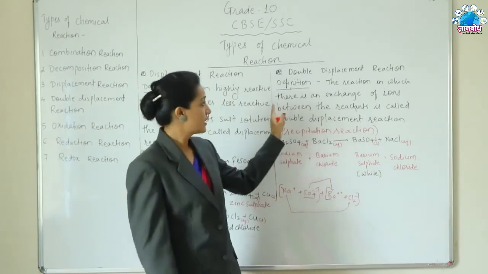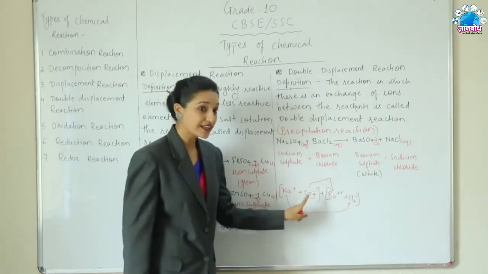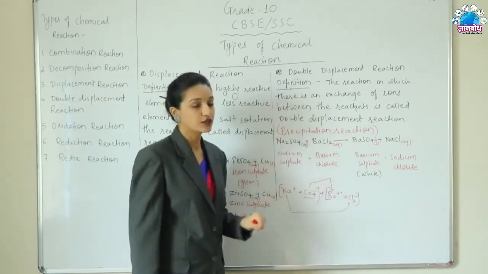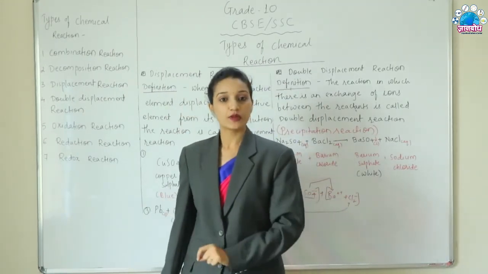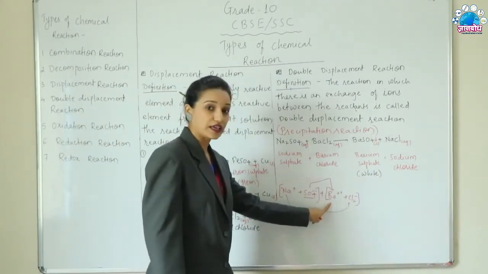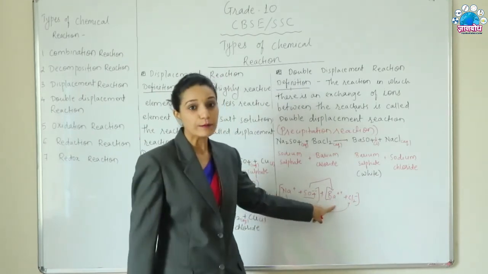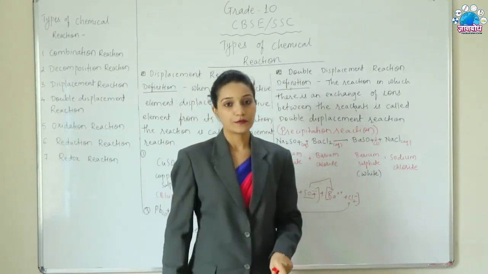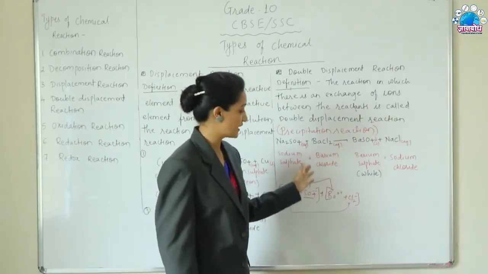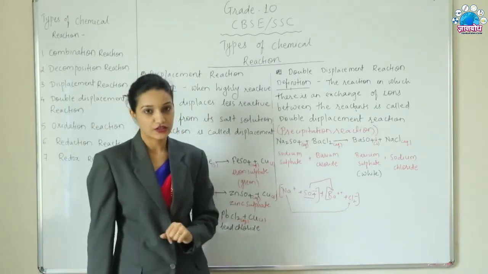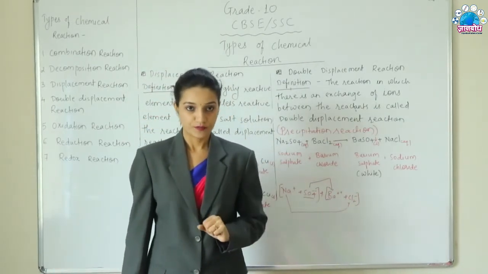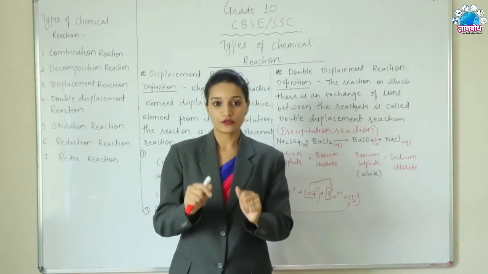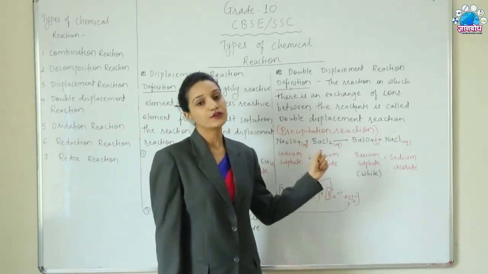So the reaction in which there is an exchange of ions, they are reacting in ionic form, and therefore this reaction is called a double displacement, because two displacements are happening. Barium is displacing sodium and sodium is displacing barium. So in this reaction there is ion exchange, and therefore it is called a double displacement reaction. This is totally different from a metal displacing another metal from its salt solution, where here two salt solutions are reacting with each other.